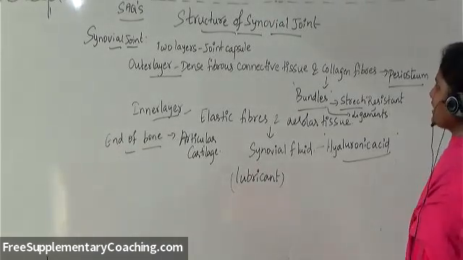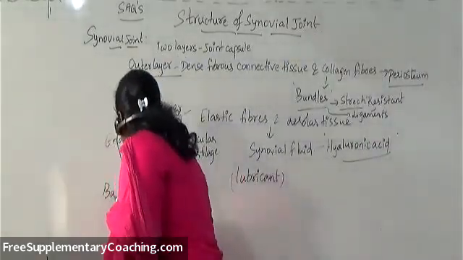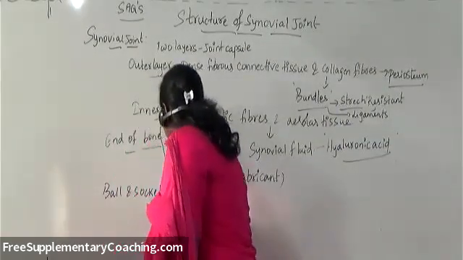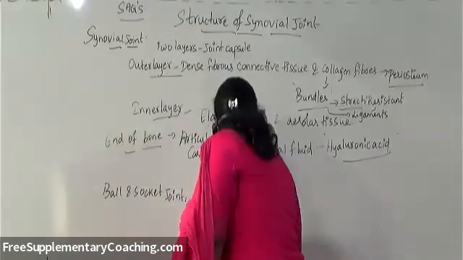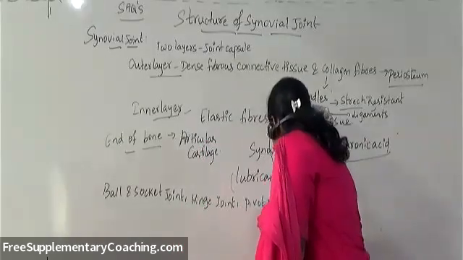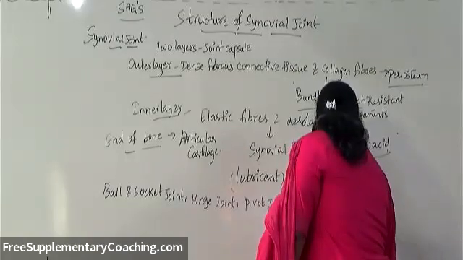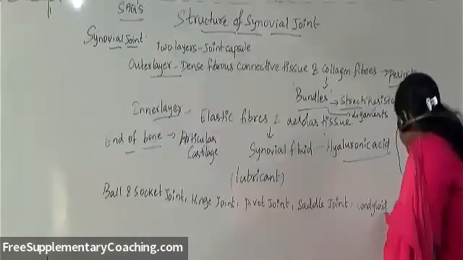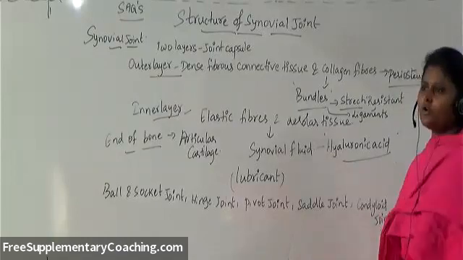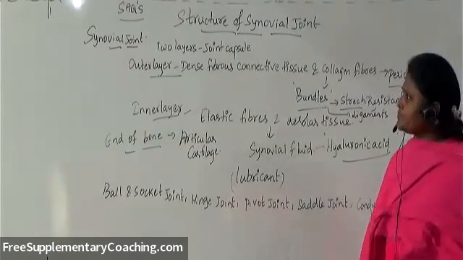And this synovial joint is again of different types. Examples of synovial joints are the ball and socket joint, hinge joint, pivot joint, saddle joint, and then the condyloid joint. So like this, there are different types of synovial joints.